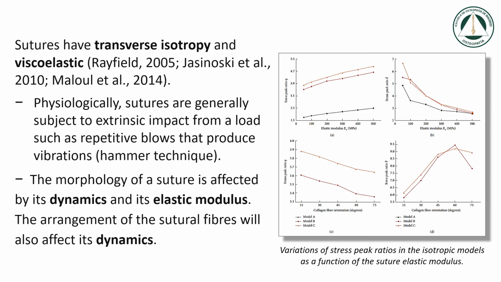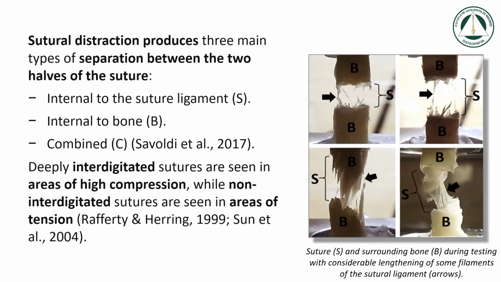The diagrams show the variations of stress peak ratios in the isotropic models as a function of the suture elastic modulus, according to Savoldi et al., 2017. Internal to the suture ligament, S. Internal to the bone, B. Combined, C.